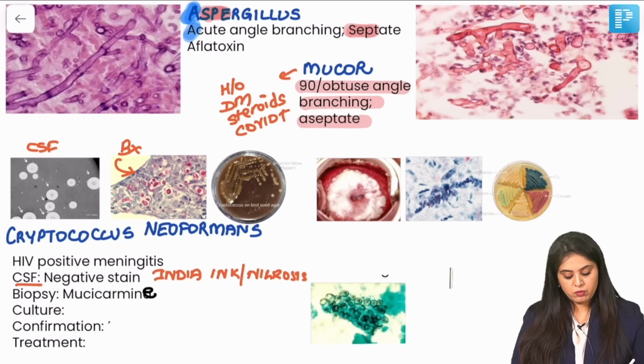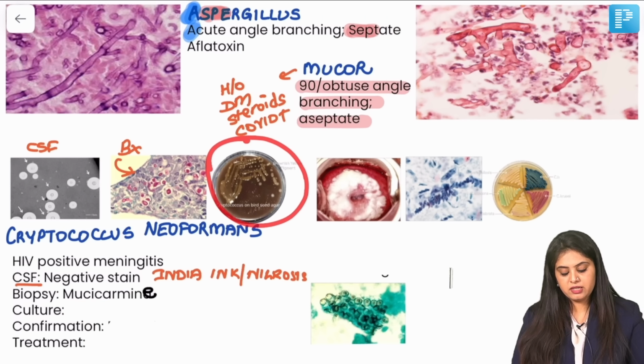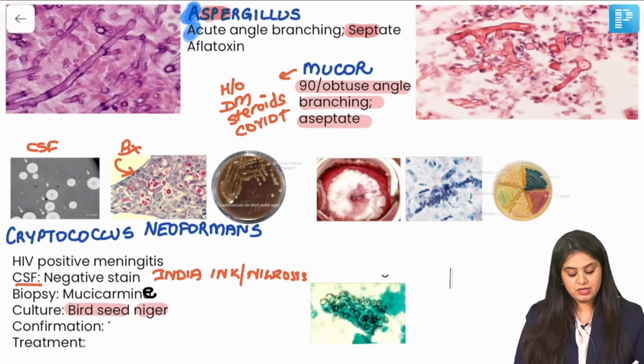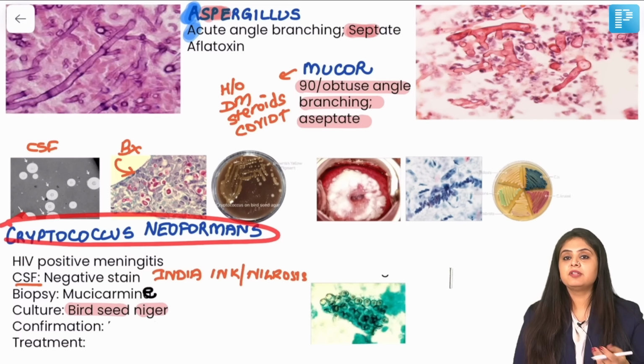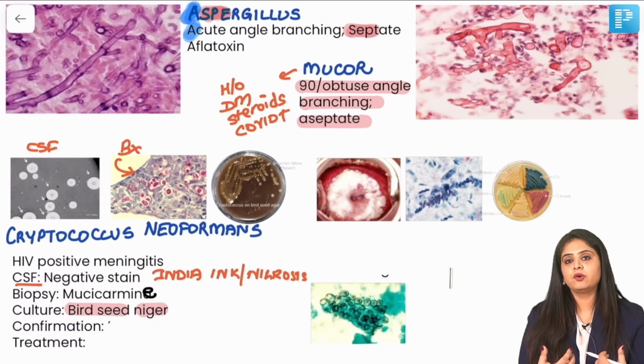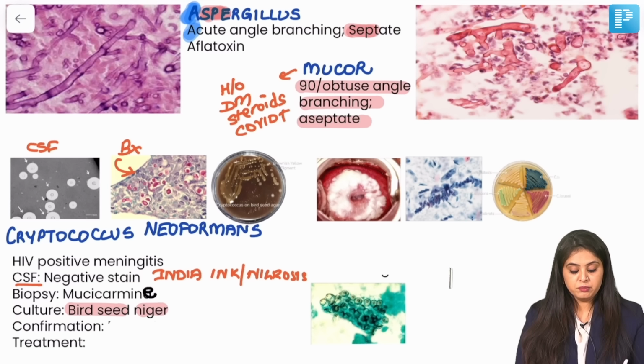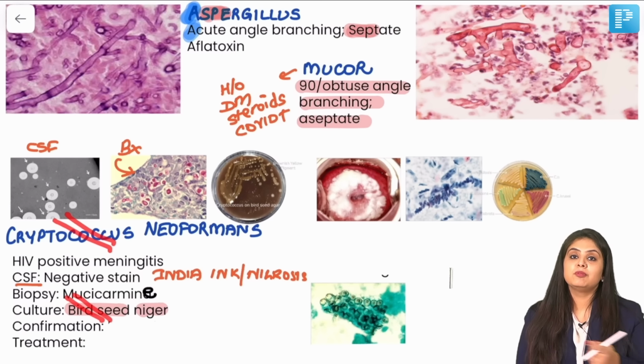Now let's talk about the culture. I can see some brownish color culture media, which is the bird seed Niger agar. Niger, of course, for the brownish color, bird seed is the composition. But now remember how Cryptococcus happens. What do we inhale? We inhale soil. What does that soil have? It has bird droppings or pigeon droppings. So we are inhaling bird droppings, pigeon droppings. So bird is the cause, and bird is also the name of the culture media.